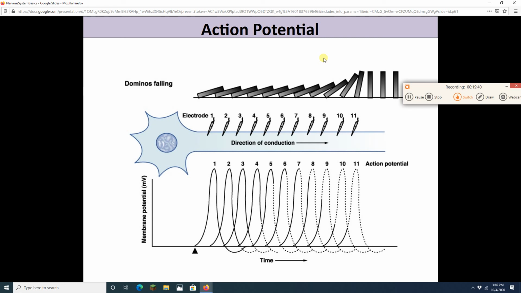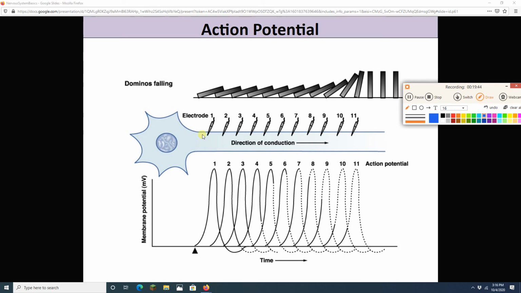This is what happens with an action potential. When we get to threshold at spot number 1 right here, there is this depolarization that happens, goes all the way up here. Then there's this repolarization, then even a little bit of hyperpolarization.